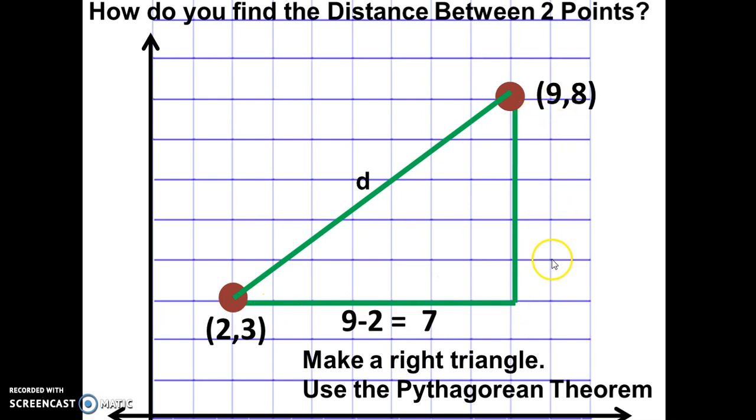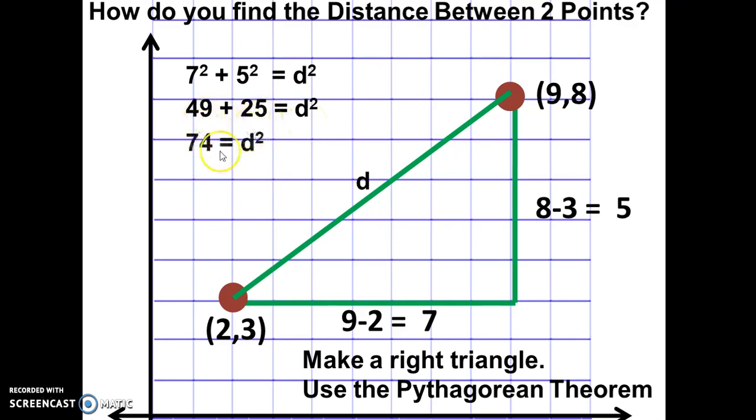The same we can do here. This one begins at 3 on the y-axis and ends at 8 on the y-axis. So we can do 8 minus 3, and we can figure out that the length of this is 5. Now we can use the Pythagorean theorem. So 7 squared plus 5 squared equals d squared, the hypotenuse. 49 plus 25 equals d squared. These added up make 74 equals d squared. Taking the square root of both sides, we get 8.6.